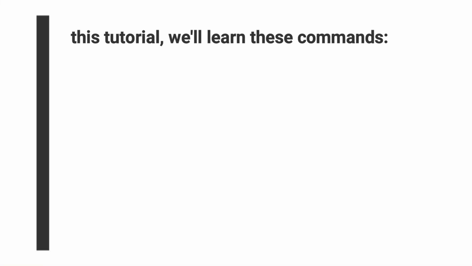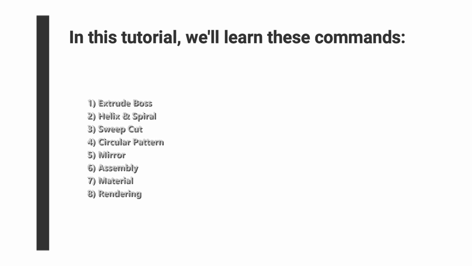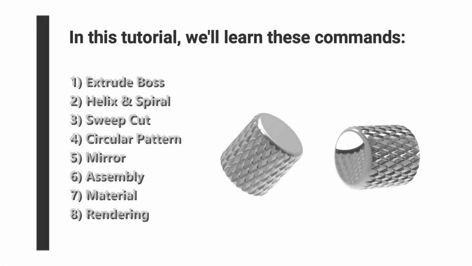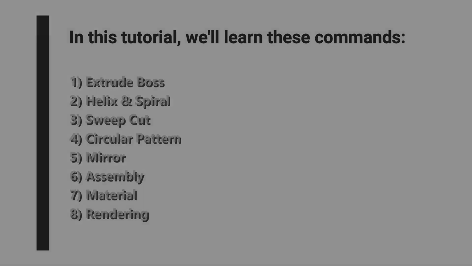Basically this tutorial is divided into two parts. In the first part I'll use SolidWorks and some basic 2D and 3D commands including Extrude Boss, sweep cut, circular pattern, mirror, and then assembly. And then I'll use Keyshot in the second part. I'll export to Keyshot and apply material, and lastly I'll render it in Keyshot.